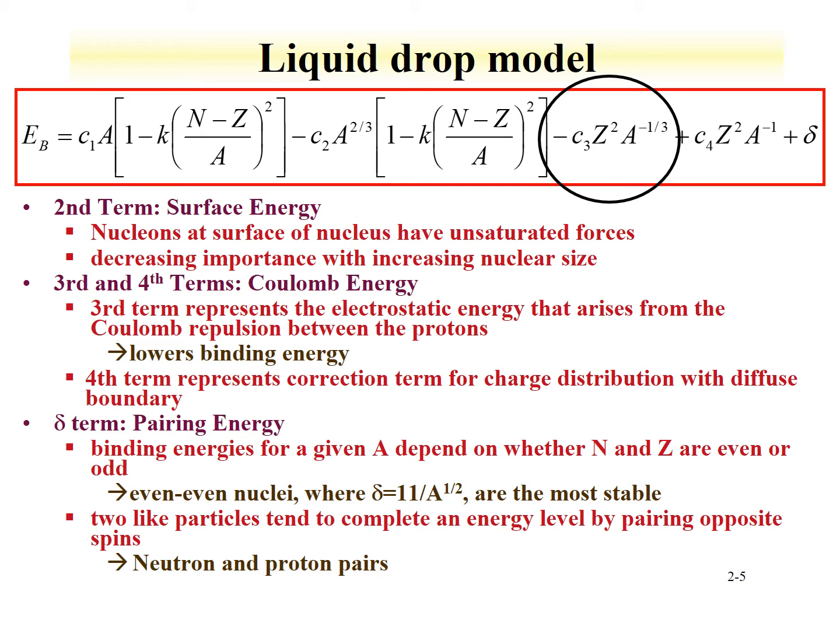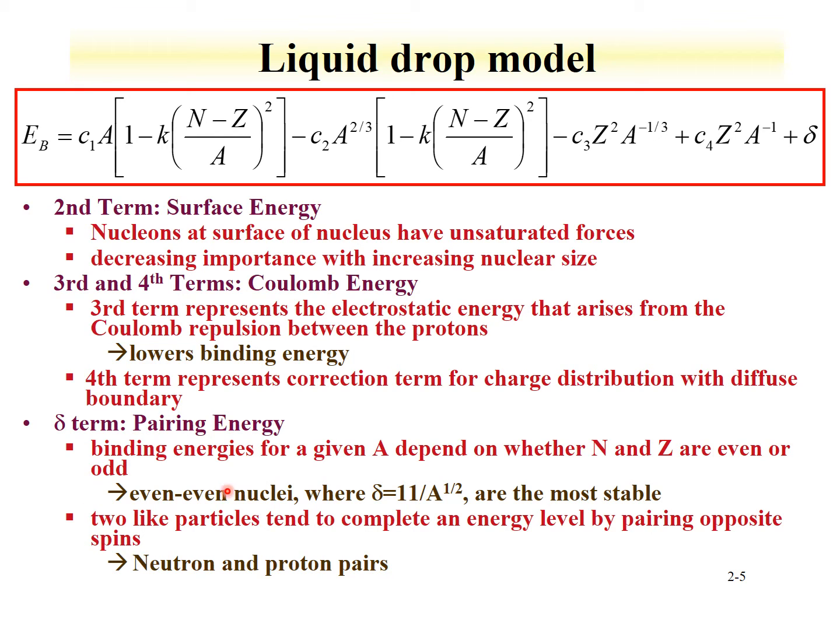And then the final term is a pairing energy term. This takes into account some of the trends that are seen, that the binding energies for a given A will depend upon whether the N and Z are even or odd. If it's an even nucleus, they tend to be the most stable. So this is a term that's used.